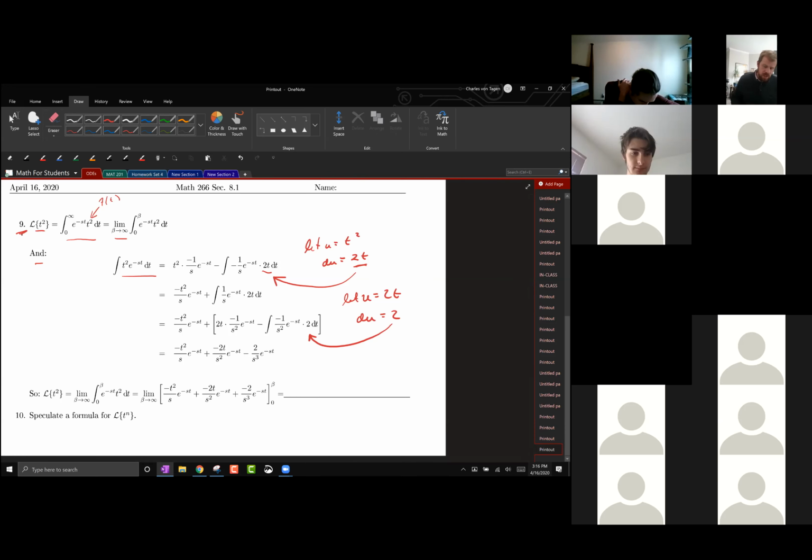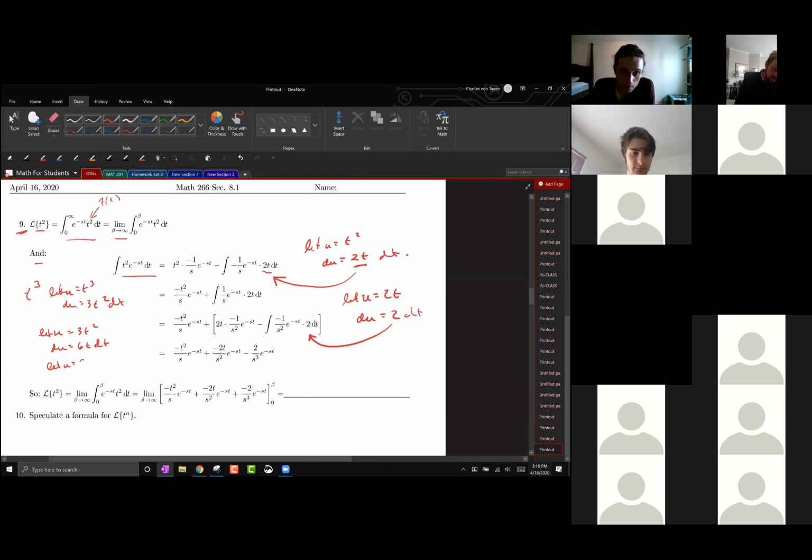Now, folks, if we'd started off with a t cubed, we would have let u equal t cubed, and then we would have had du be 3t squared. And then we'd have to do integration by parts again. We'd let u equal 3t squared the second time, and then our du would be 6t dt. I guess I forgot the dt's on those. And then we do integration by parts one more time, and we'd let u equal 6t, and that would make our du equal to 6. Pay attention to these numbers, the number 2 and the number 6. Those are special numbers.